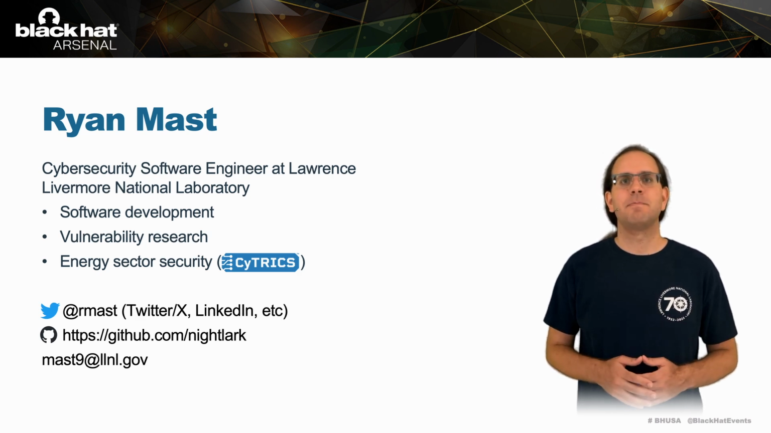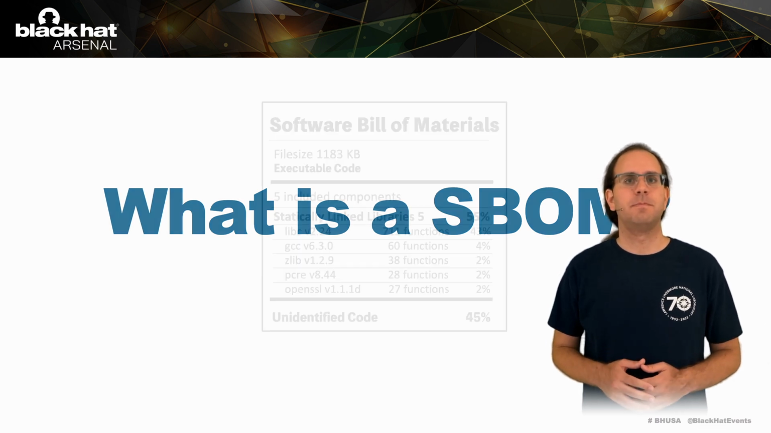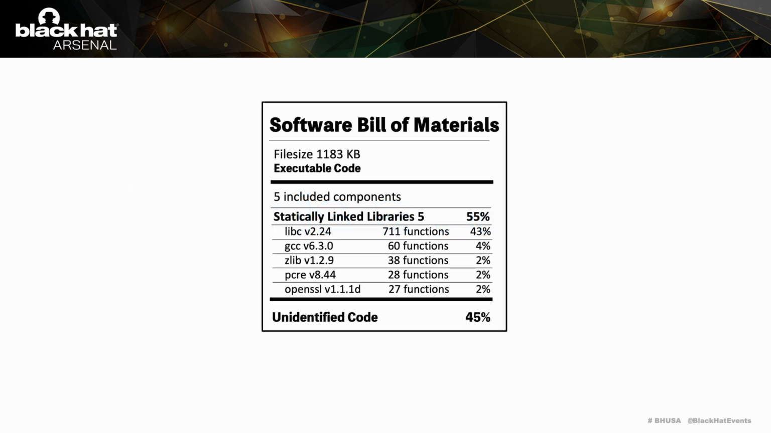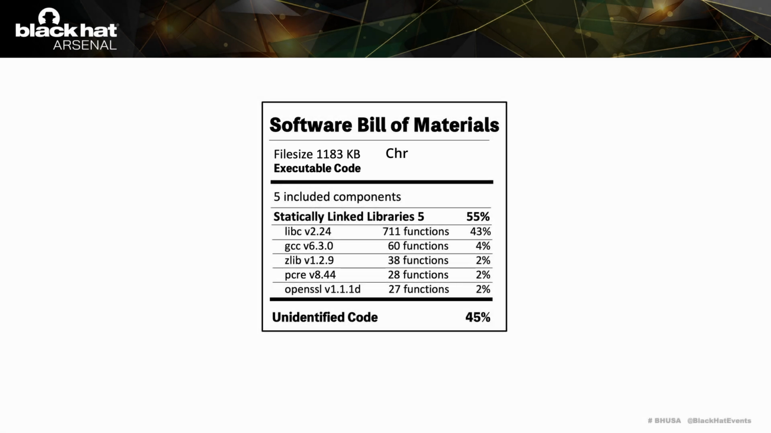Now, let's dive in and start by answering a question that some of you may have had to get us on the same page. What is an SBOM, or software bill of materials? In short, an SBOM is like a nutrition facts label with details on what makes up a piece of software. For individual files, it will have basic information like the file size, type, and hashes. It may also contain a product name, vendor, and version information.